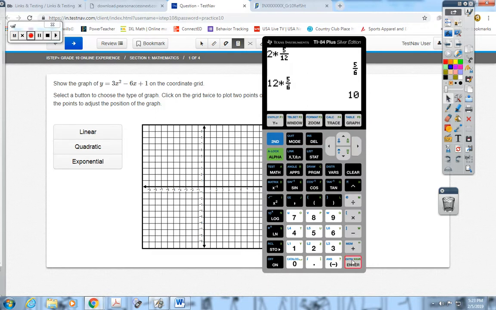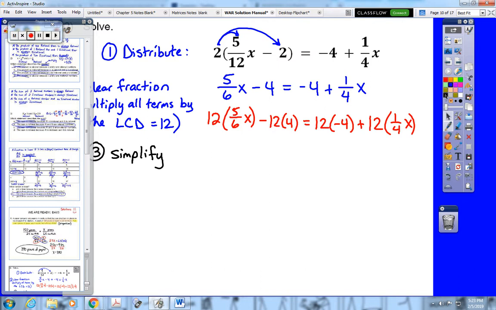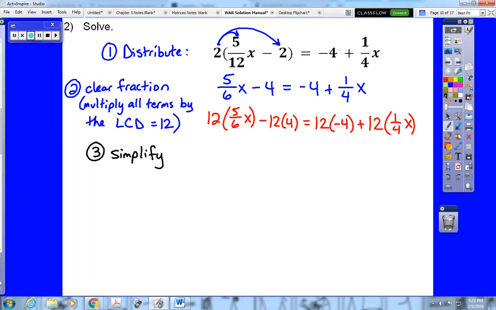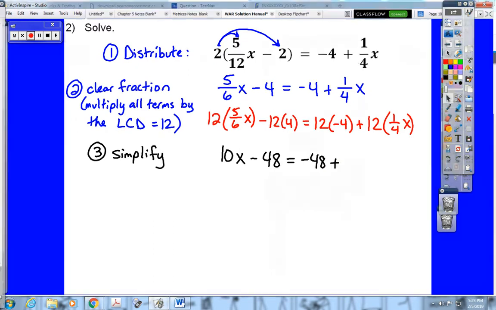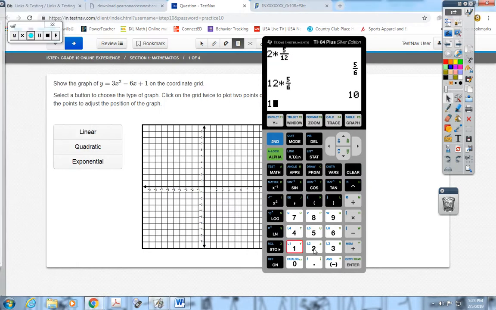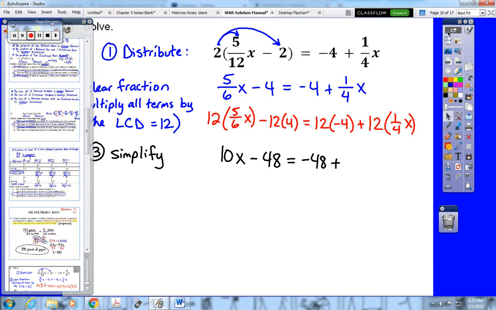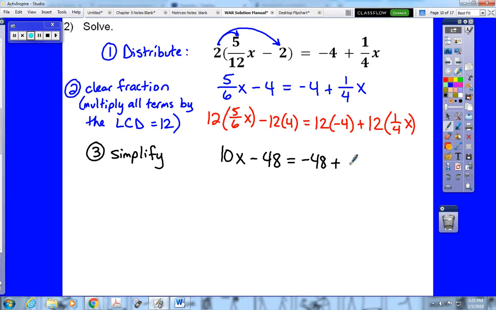Enter, is 10. So that's 10x minus 48, 12 times 4, equals negative 48, plus, and we could go and do 12 times 1/4, 12 times alpha y equals 1, 1, arrow down, 4th, arrow out, enter, is 3. So that's 3x.